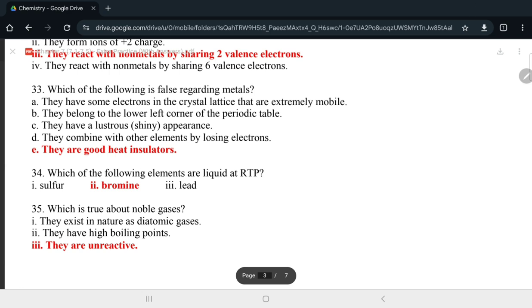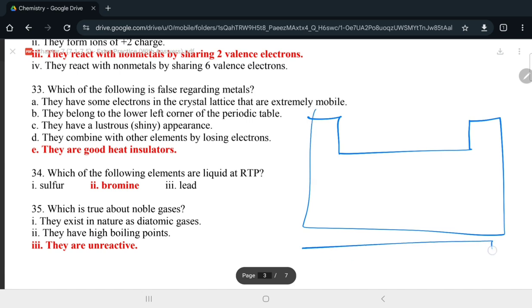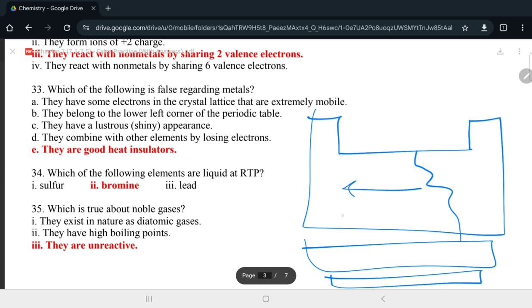They belong to the lower left corner of the periodic table. So in the periodic table, trying my best to draw it. Actually, they're shown on the left of the periodic table. These are the metals, except for hydrogen. They are found to the left. I don't know why they said left corner, but anyway, it's still true. These are still metals here.